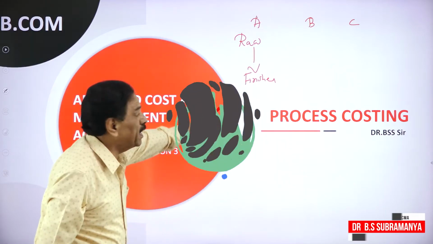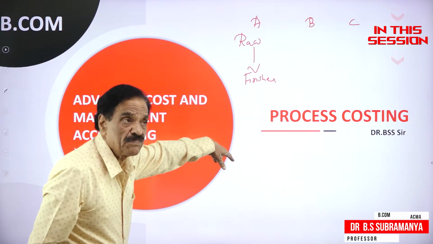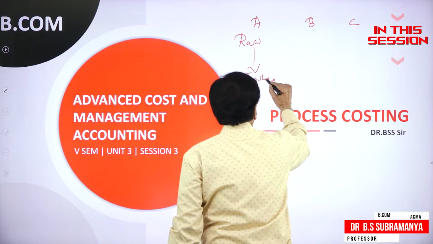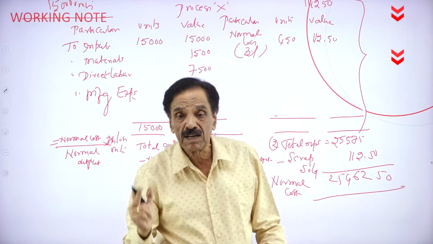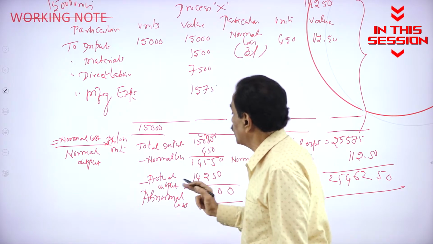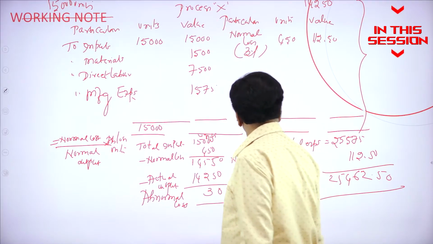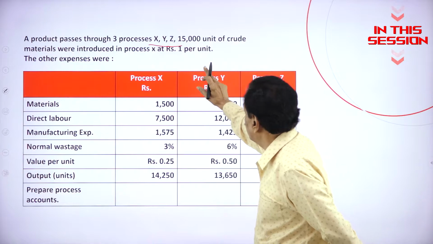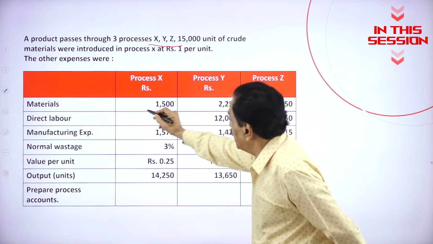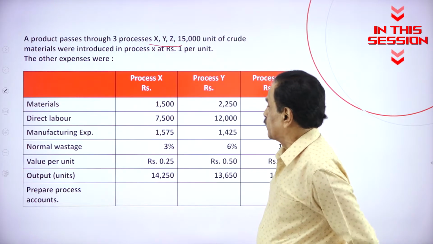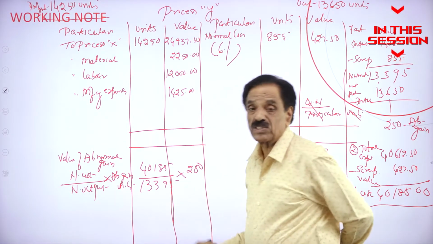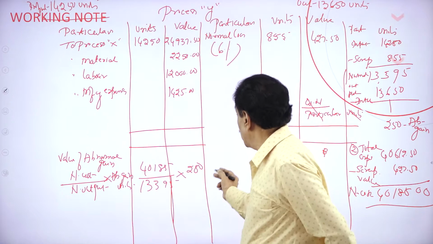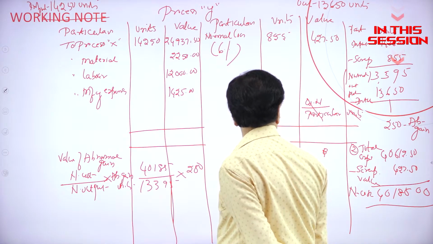You put the raw material in the process A, we'll get the finished product. The finished product of the process A become the raw materials. Normal cost divided by normal output into abnormal loss units. The input is how much? 15,000 units. And at the rate of 1 rupee per unit, 40,185, 13,395 multiplied by 250 units.